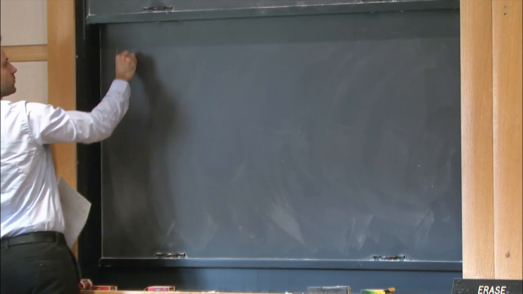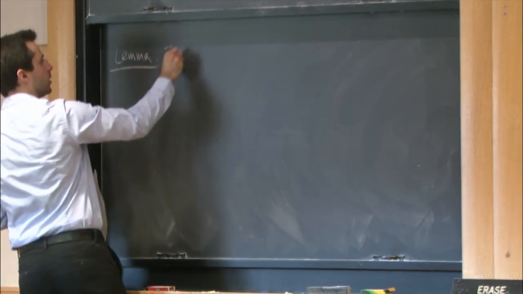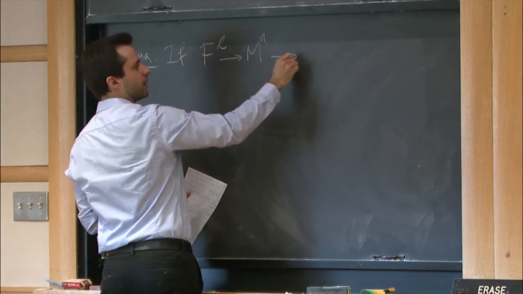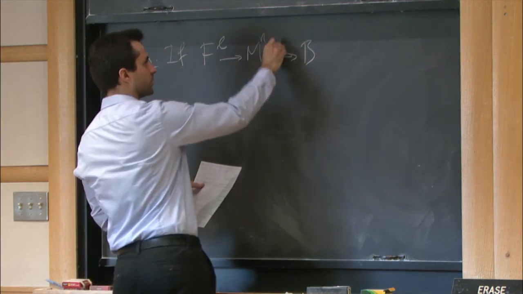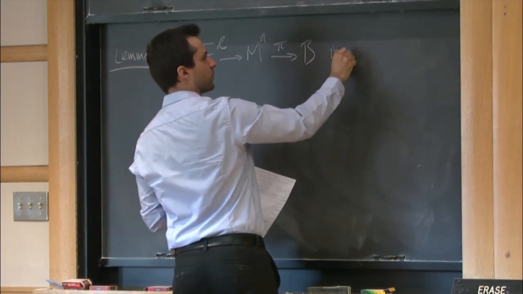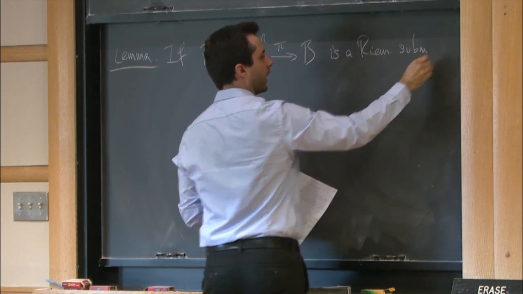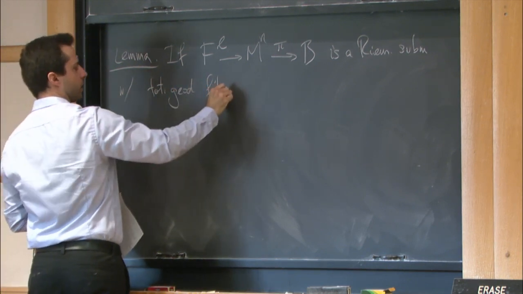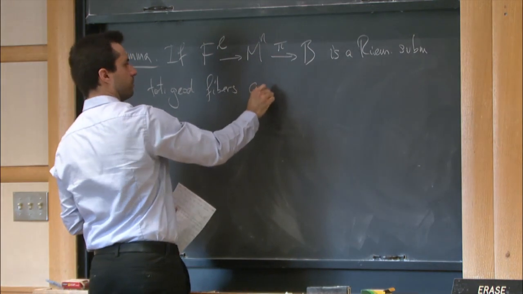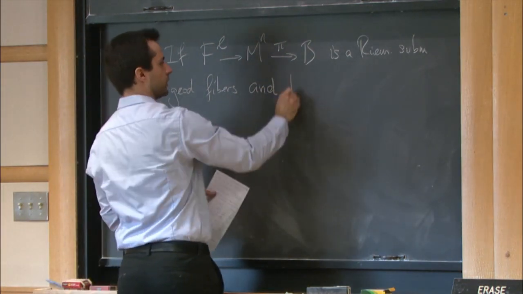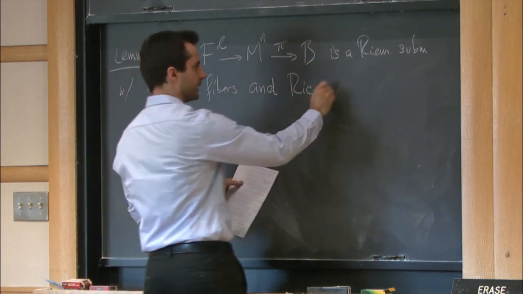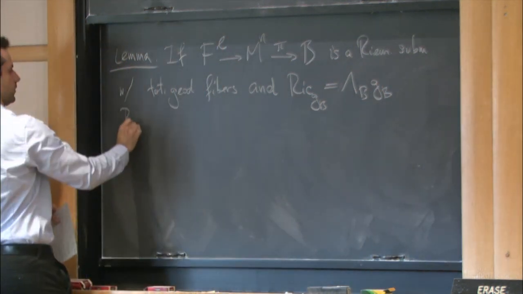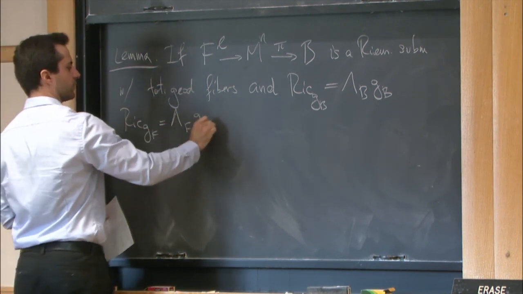So maybe I'll write this as a lemma. If you have a submersion as above, so let's say l is the dimension of the fiber, M has dimension n, and then the base, of course, has dimension n minus l. So if this is a Riemannian submersion, and now I do need to ask that the fibers are totally geodesic, so with totally geodesic fibers, and both fiber and base are Einstein, so Ricci of the base is, let's say, lambda_B times the metric of the base, and Ricci of the fiber is lambda_F times the metric of the fiber.